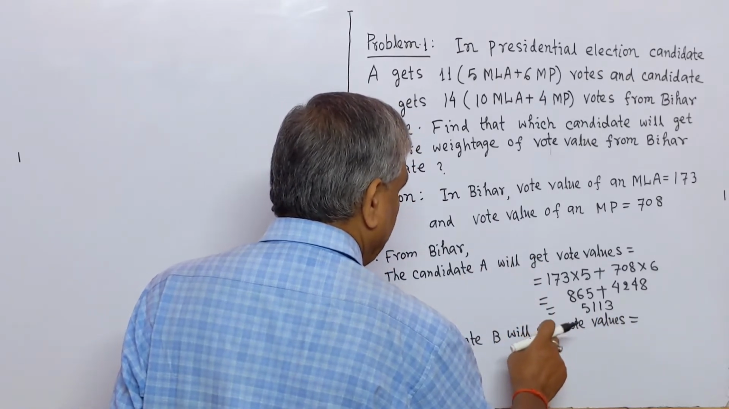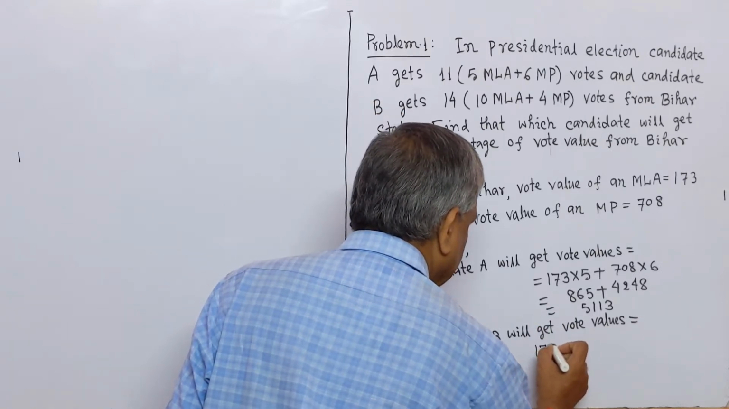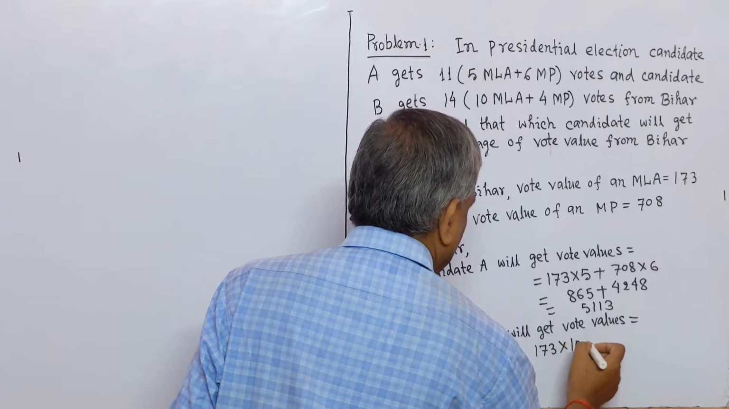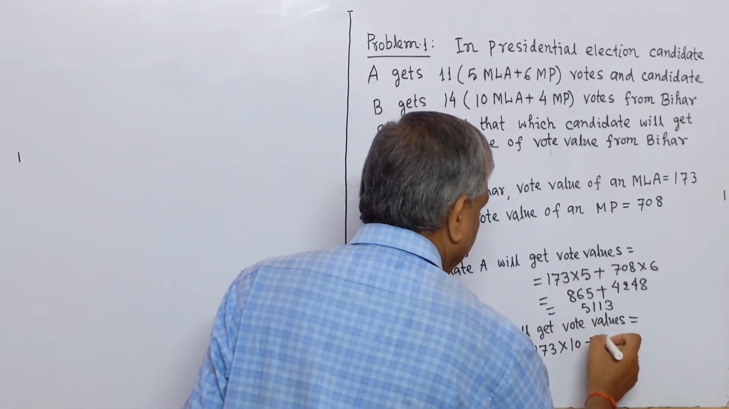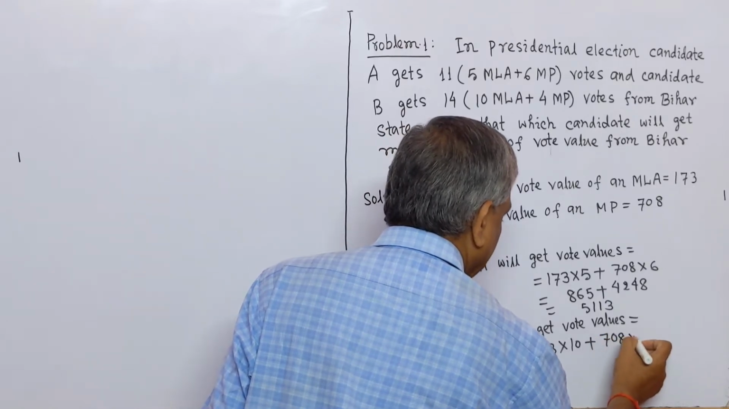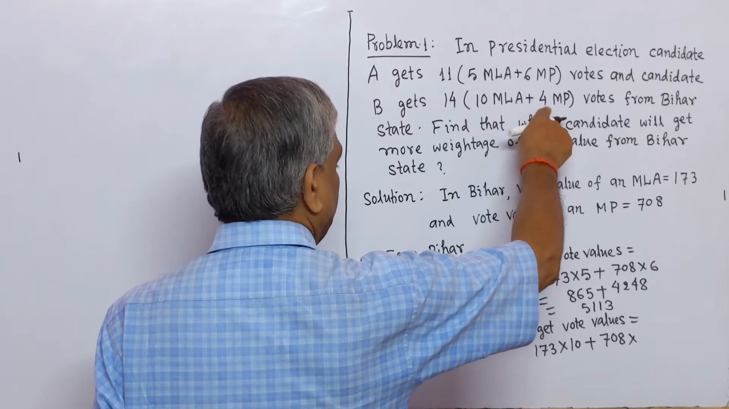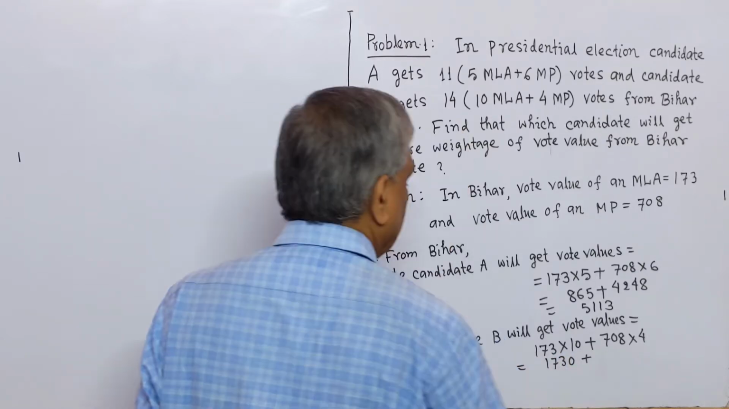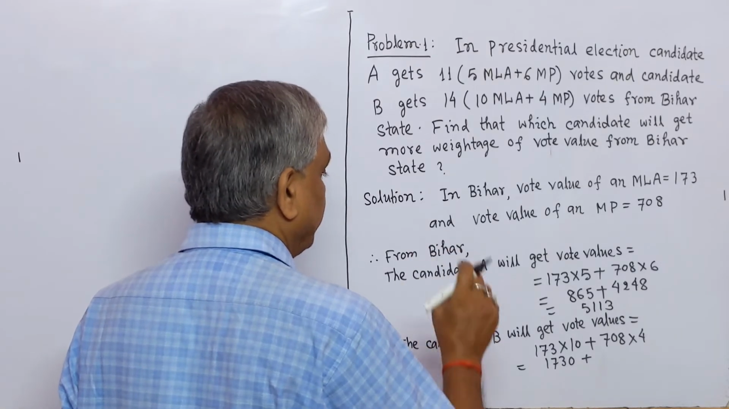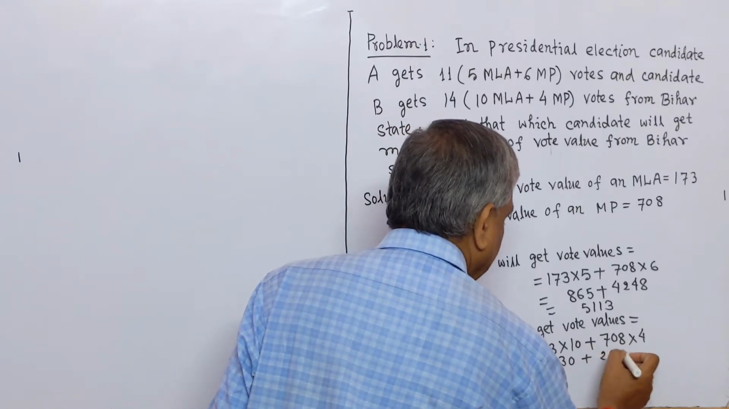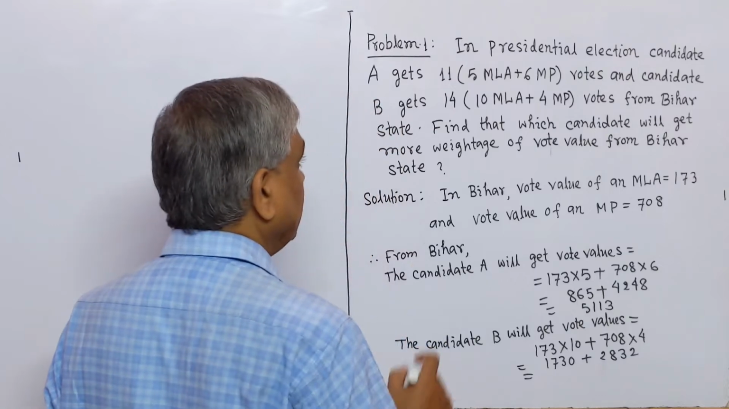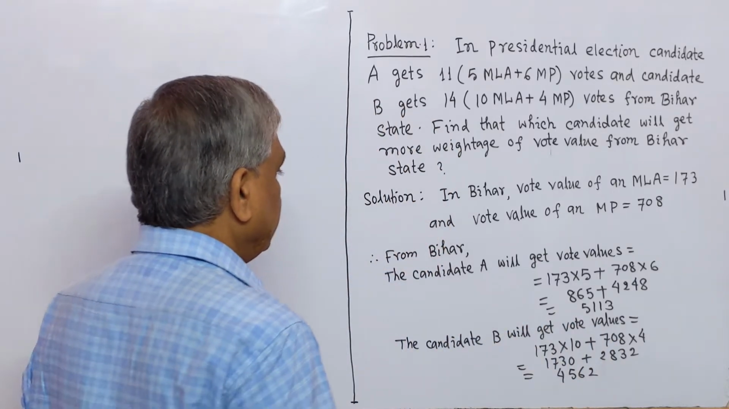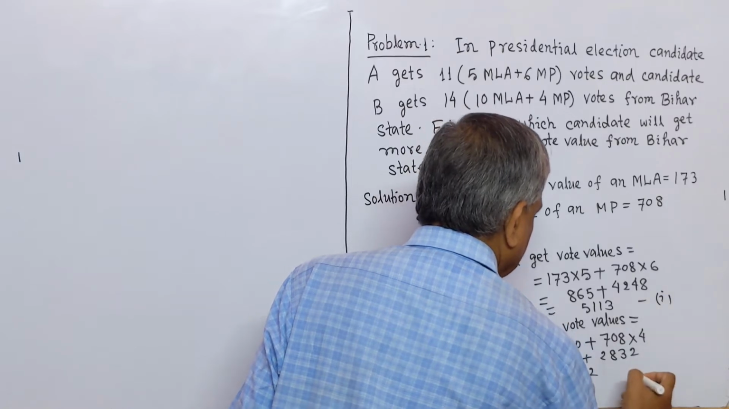Since the vote value of an MLA from Bihar state equals 173, multiply by 10 MLA votes, 1730, plus the vote value of an MP from Bihar state is 708, multiply the number of MPs, here 4. 708 multiply 4 equals 2832, and if we add these, we will get 4562. This is number 1 and this is number 2.